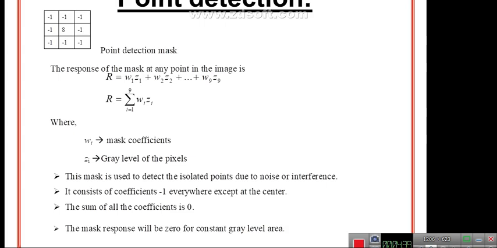Then point detection. These are the mask coefficients for point detection: minus 1, minus 1, minus 1, minus 1, 8, minus 1, minus 1, minus 1, minus 1. The response of the mask at any point in the image is, in general, W1 Z1 plus W2 Z2 and so on up to W9 Z9. Here Wi represents the mask coefficients and Zi represents the gray level of the pixels.